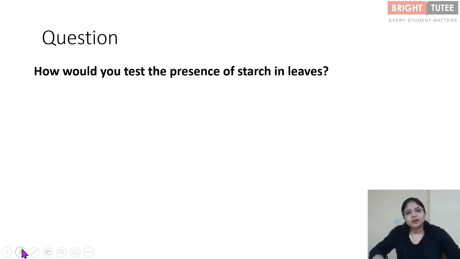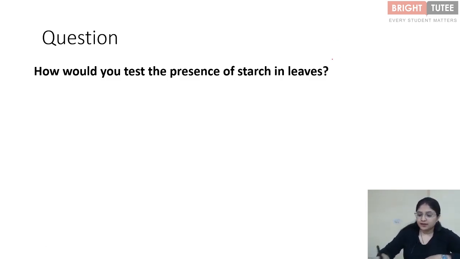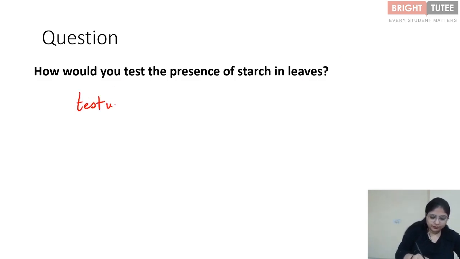For this particular question, that is, how would you test the presence of starch in leaves? In this, we are going to test whether or not leaves contain starch. This experiment is to prove that leaves are actually the kitchen of the plant, right? So what happens is that first you need to take a test tube, right?